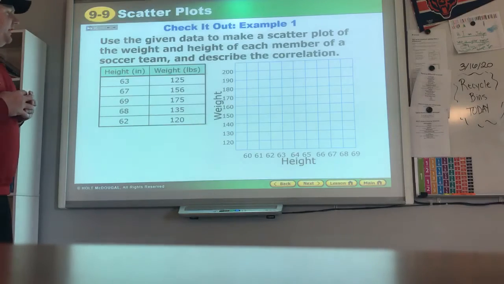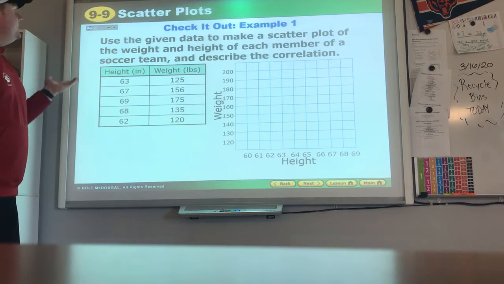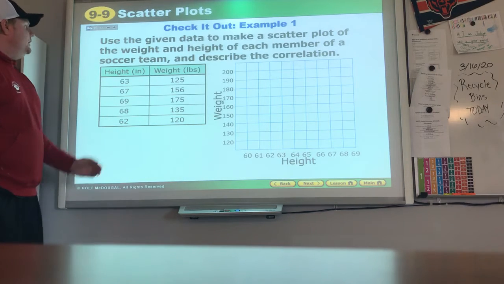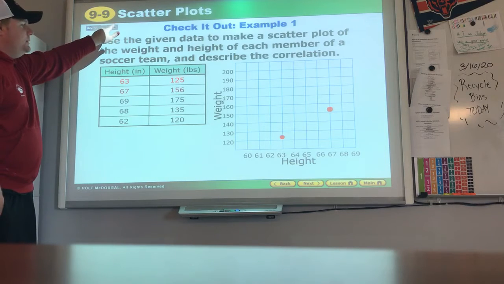All right, now we have height and weight. They like to keep height on the bottom and weight on the side. It may be a good thing to follow. This is the data for the weight and height of each member on a soccer team and describes the correlation. So we plot these points. You can notice the heights are less. Soccer, you don't need as much height.